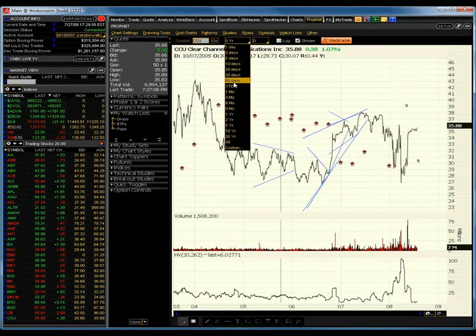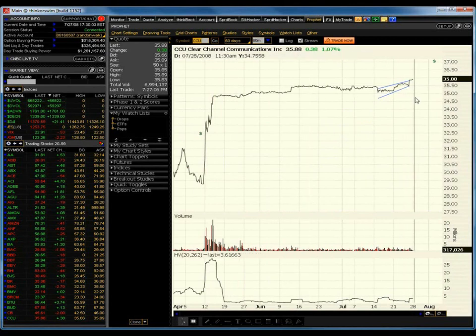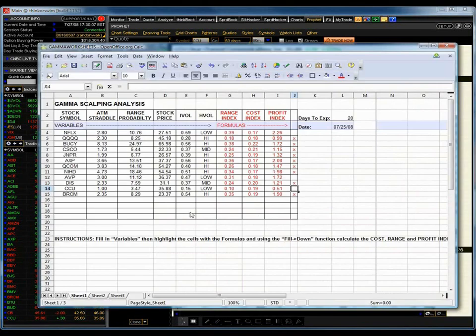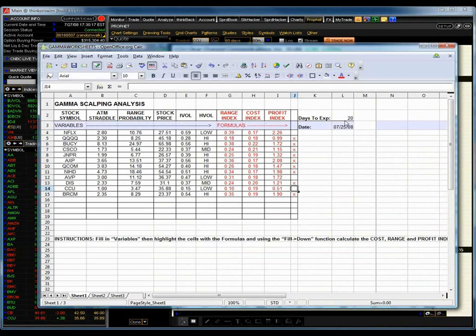But let's take a look at the last 60 days and 60 minutes of this chart. You can see over a 60-day period, this has not moved at all, hardly at all. That's why the profit index has dropped down to 0.51. Over a 60-day period, remember, we only have 20 days to expiration.